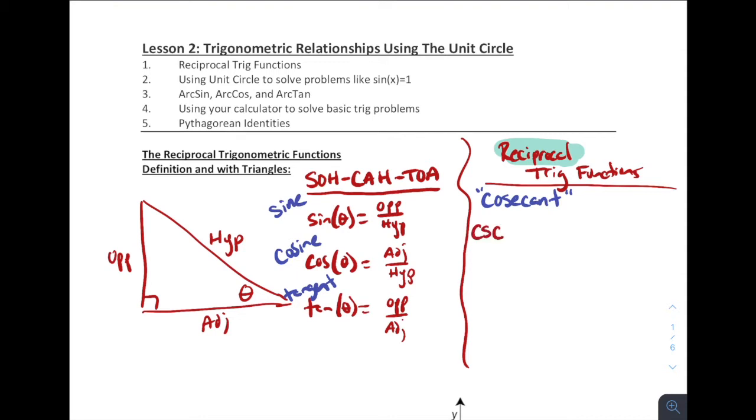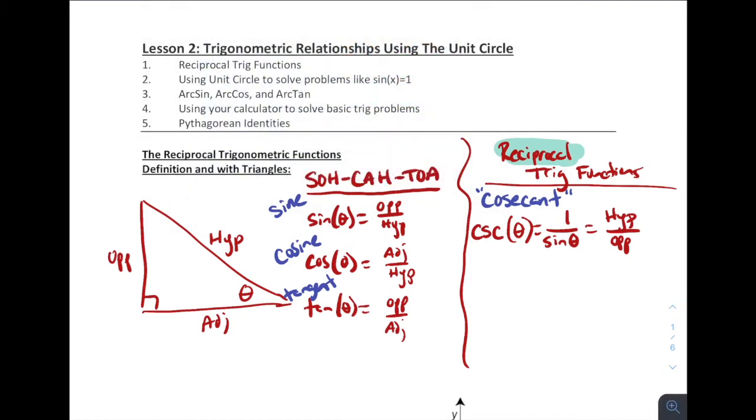So cosecant of theta is defined as the reciprocal of sine of theta. If we took the sine function and took the reciprocal of it, we would have cosecant. And so what is that in this case? Well, if sine is opposite over hypotenuse, the reciprocal of that would be the hypotenuse over the opposite. So notice it uses the same things in its ratio, it's just flipped over.